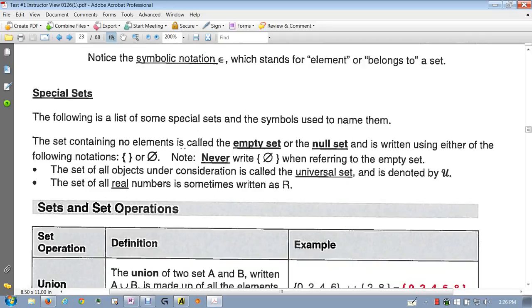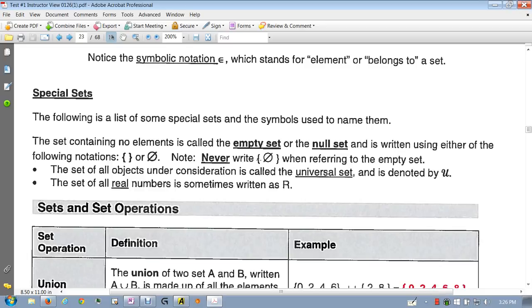Special sets. Here are some special sets. The set containing no elements is called the empty set or null set. It can be written two ways. A set of braces with nothing in it would be the empty set, or, as I showed you before, the zero with the line through it is also the empty set. We never write the set with the empty set in it. So we never put a brace around the empty set when we're trying to refer to the empty set.